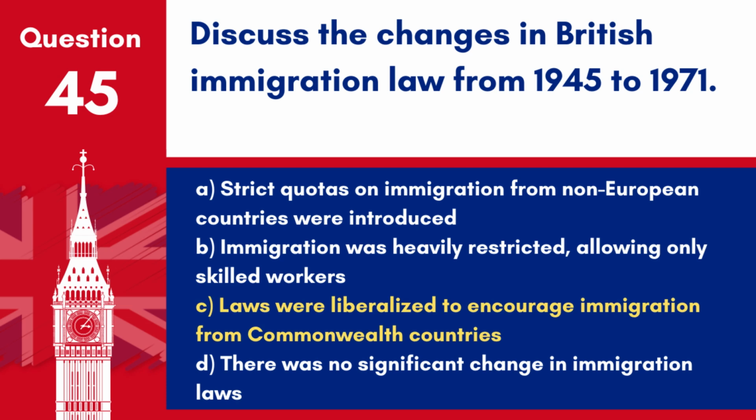Answer. C. Laws were liberalised to encourage immigration from Commonwealth countries. Between 1945 and 1971, British immigration laws were liberalised, particularly with the British Nationality Act of 1948, which allowed citizens of Commonwealth countries easier access to the UK, reflecting the need for labour in the post-war reconstruction era.